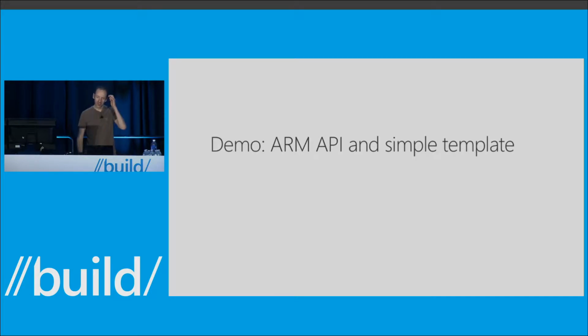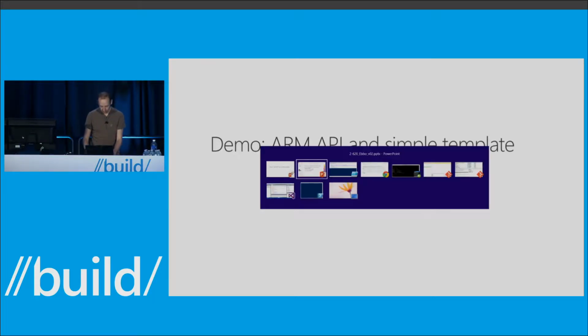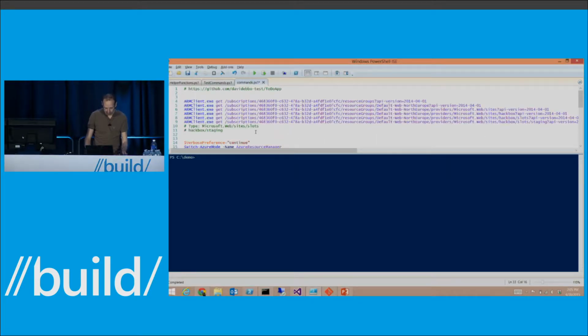So I'll start by giving a quick demo, because it's really hard to talk about templates without first talking about what the Azure API looks like. So I'll switch to my console here. And I have a little tool here called ARM Client. You can search for it and find it. It's something that one of my coworkers wrote.